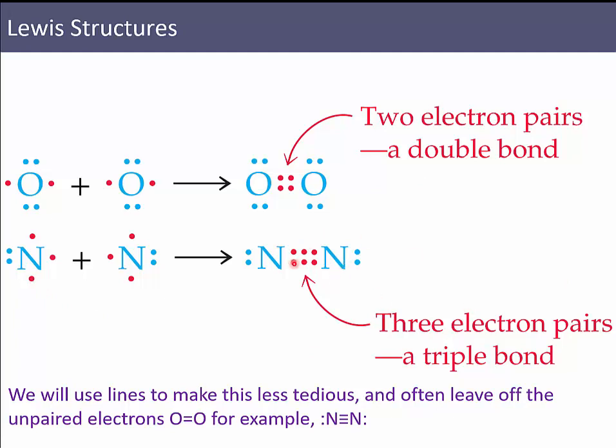We're going to use lines to make this less tedious, and we're going to oftentimes leave off those lone pairs of electrons in our structural formula, just because once you've done enough of these Lewis structures, you know that oxygen is going to have its completed octet. So like here where we've got this double bonded oxygen, it's just kind of implied that there are extra electrons, enough of them to make that complete octet. Sometimes, like in nitrogen though, you might leave those on to indicate that those electrons are there.